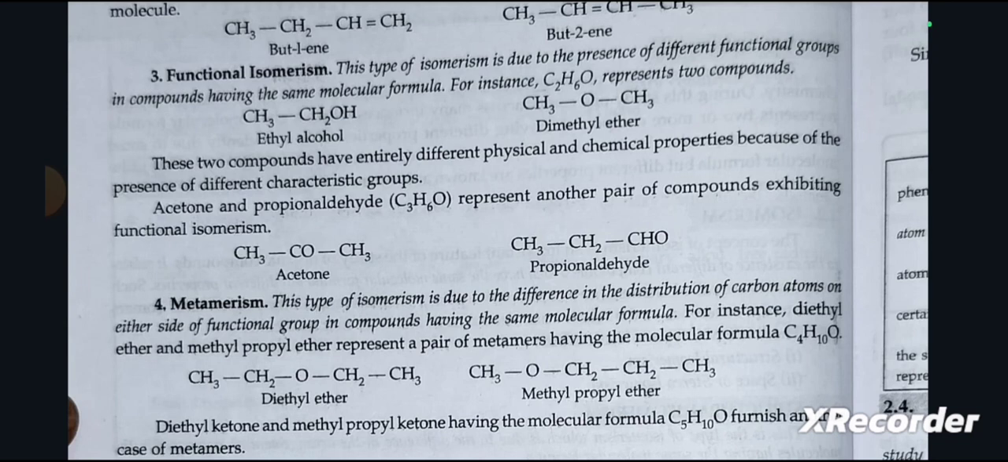Acetone and propionaldehyde, C3H6O, represent another pair of compounds exhibiting functional isomerism. CH3CO, CH3 is acetone. CH3, CH2, CHO is propionaldehyde.